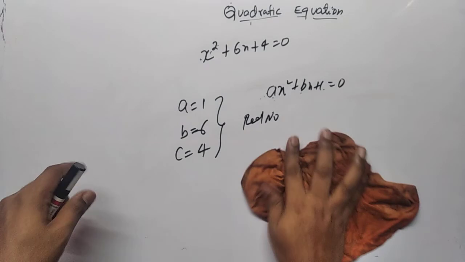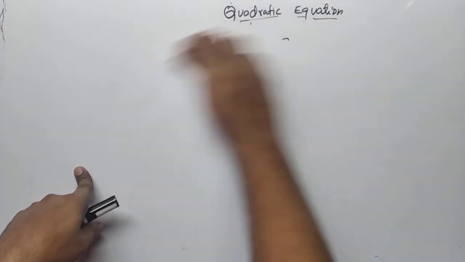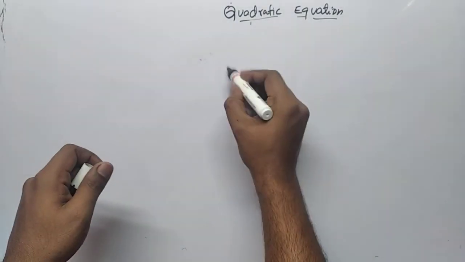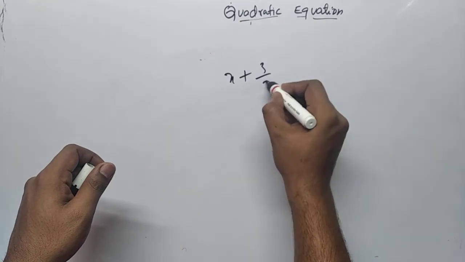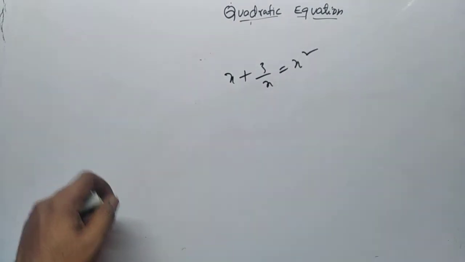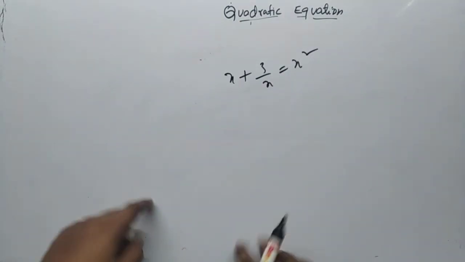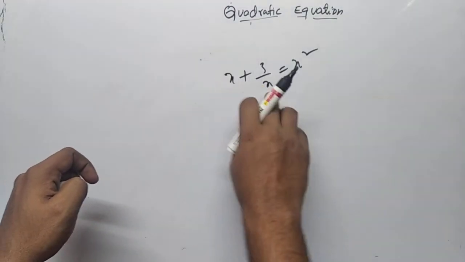You may have some other questions like x plus 3 by x is equal to x square, whether it is a quadratic equation. What you have to do is cross multiply and take the LCM.